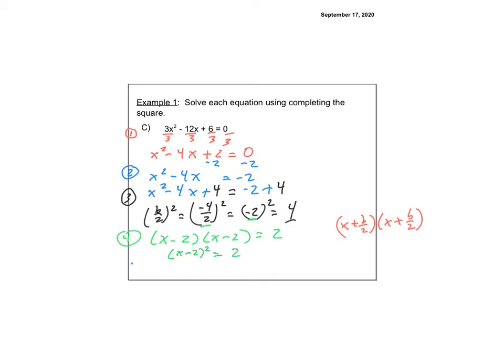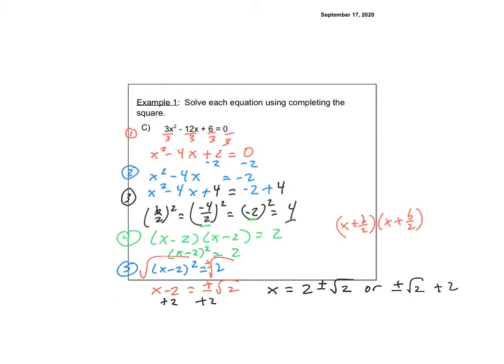So then step 5 here is to go ahead and take the square root of both sides and solve for x. So we've got x minus 2 squared equals 2. Taking the square root of both sides, we get x minus 2 equals plus or minus the square root of 2. And so I'm going to keep solving this. So I'm going to add 2 to both sides. So I end up there with x equals 2 plus or minus the square root of 2, or plus or minus the square root of 2 plus 2. Whichever way you want to write it.